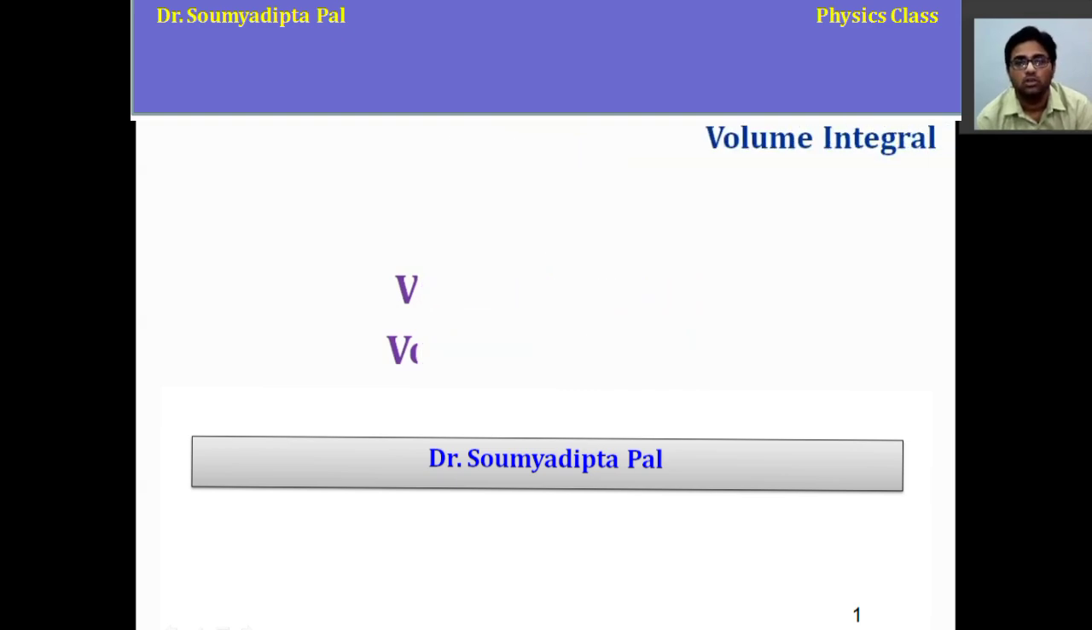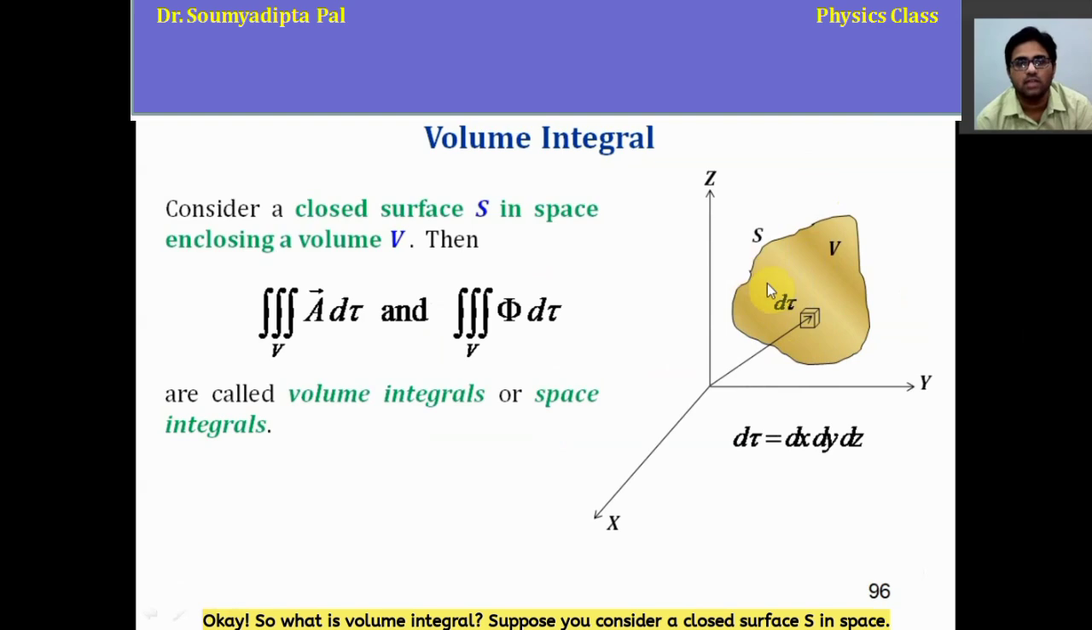Suppose you consider a closed surface S in space, and this encloses a volume V. In this region, if there exists a vector field A and a scalar field phi, then the total volume integral or space integral of the vector field A and the scalar field phi can be written like this.